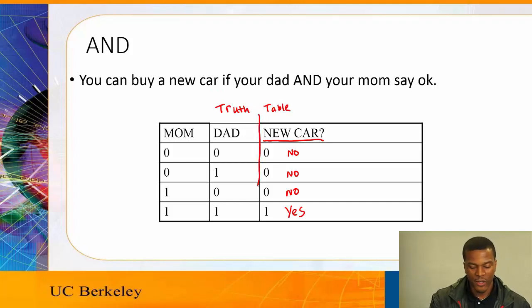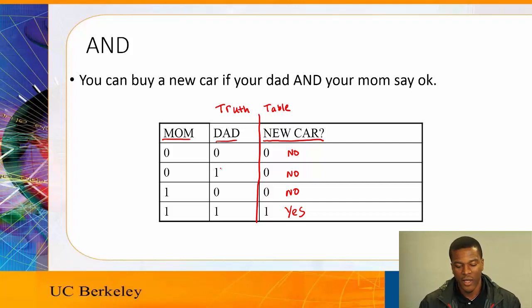And again, on the left side of the truth table, we list both of our inputs and every possible combination of those inputs. So now let's input each of these possibilities into the sentence that's given and see how we get the outputs. So in the first case, we say that both your mom and your dad say no to you having a new car. So since both your mom and your dad say no, that means you can't get a car.